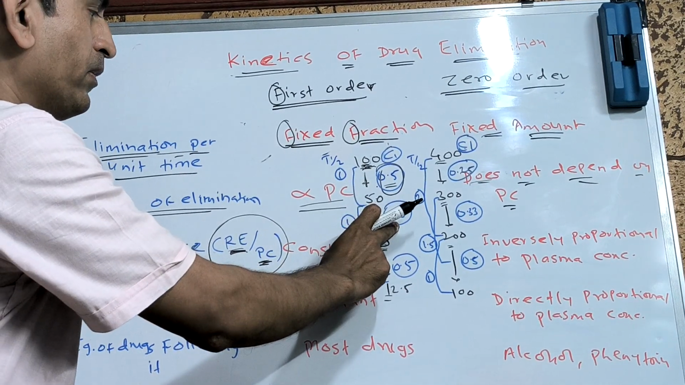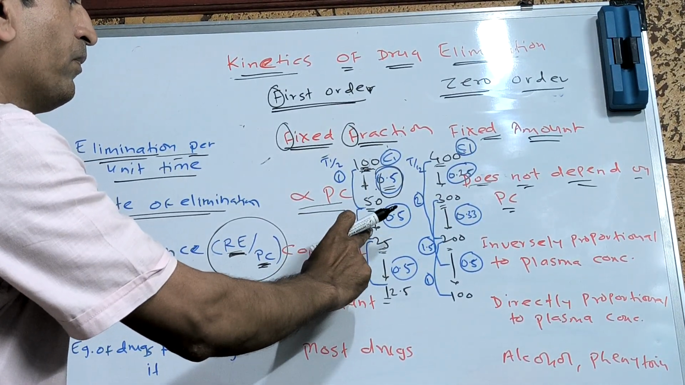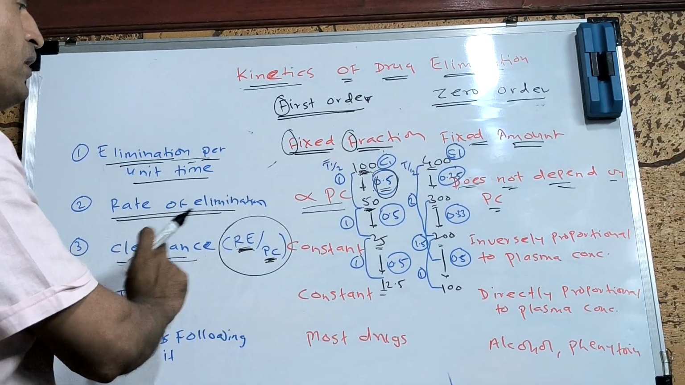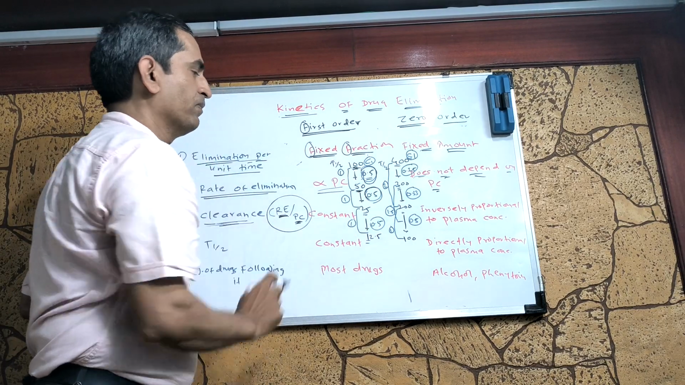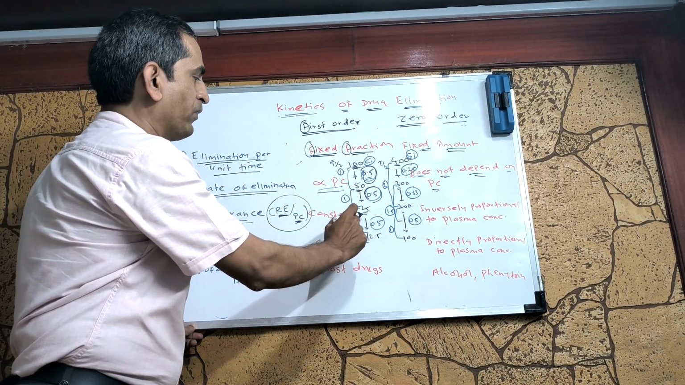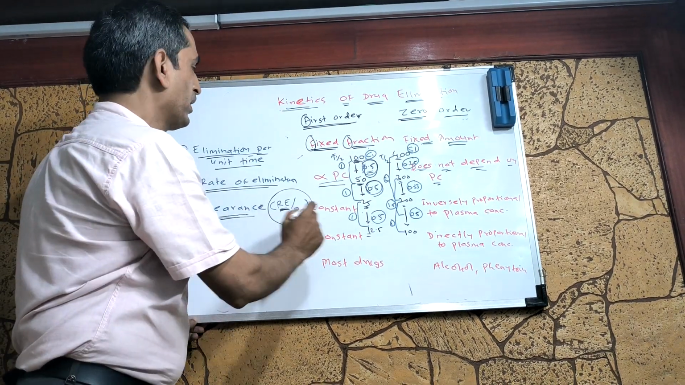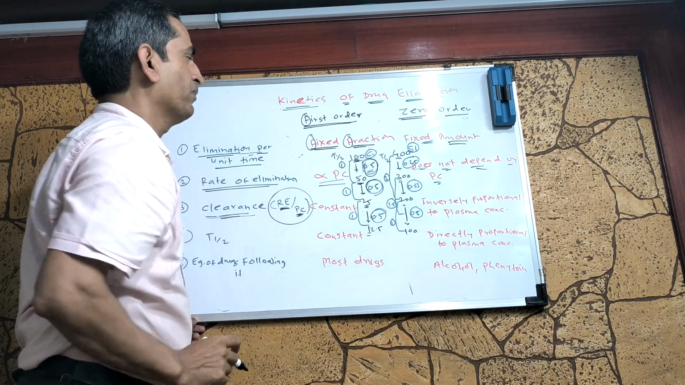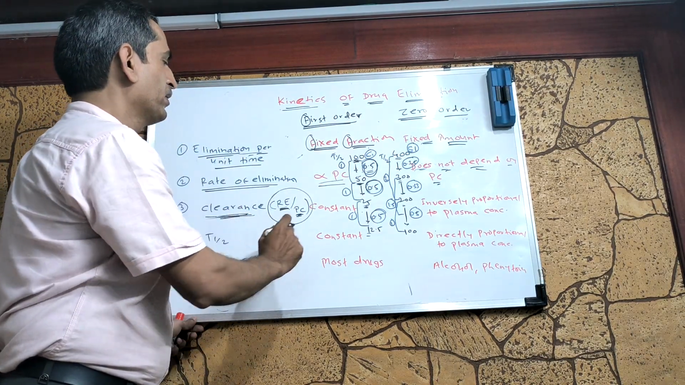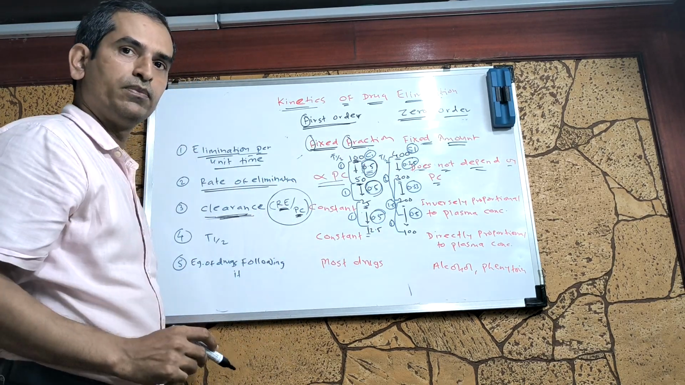When you come here, the rate of elimination becomes 25 and the plasma concentration becomes 50. That means the clearance again becomes 0.5. Here the rate of elimination is 12.5 and the plasma concentration is 25. Again the clearance becomes 0.5. That means in the first order kinetics, clearance remains constant because these numbers are the same.